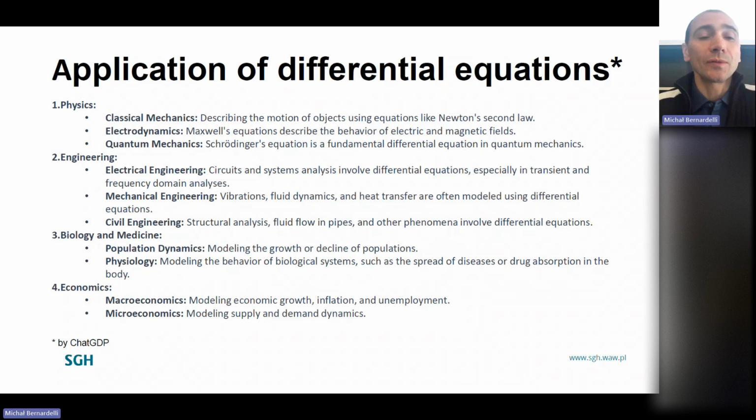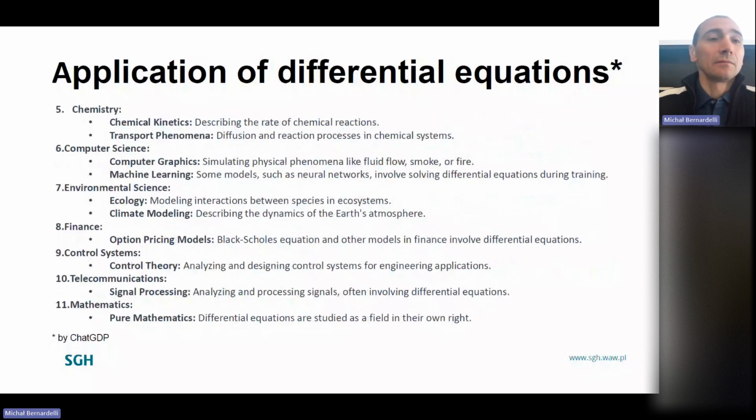Economics, this should be obvious because in macro and microeconomics modeling, supply and demand, everything related with dynamics, there are partial differential equations involved. Chemistry, computer science, environmental science, finance. So if you want to invest in cryptocurrency and profit from that, it would be beneficial for you to know how to solve some kinds of equations, to predict what could happen and simulate everything, and just to minimize the risk.